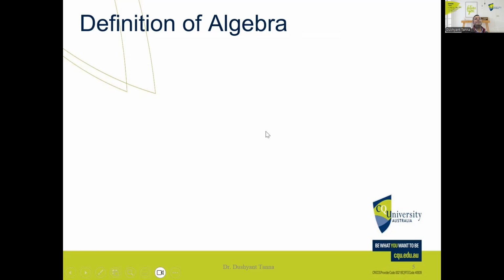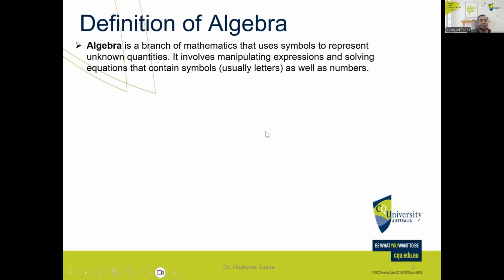That's fine. Algebra is a math where you take symbols to represent unknown quantity, right? The temperature outside, we normally represent it by T. T stands for temperature, which keeps varying throughout the day, right? Symbols, letters, numbers, plus, minus, all that kind of thing.